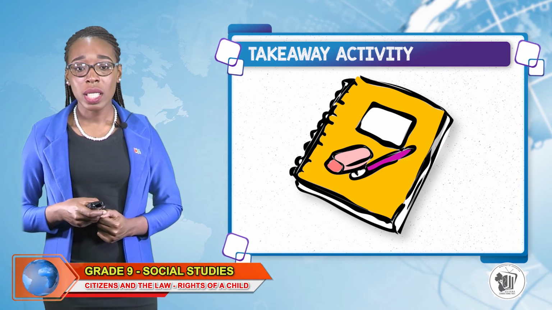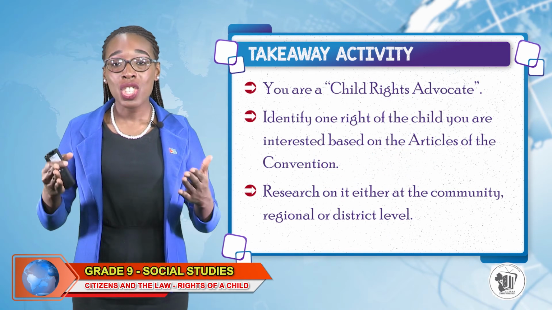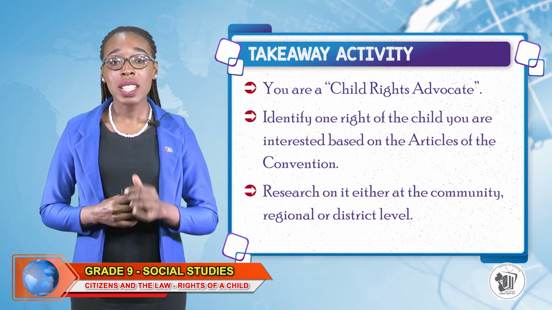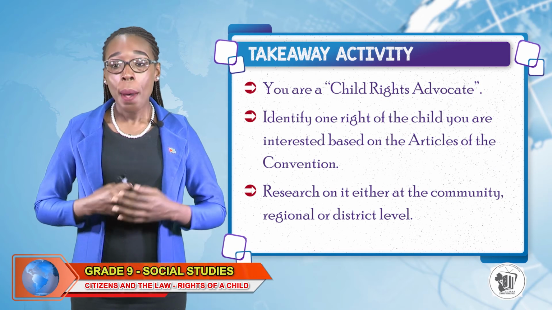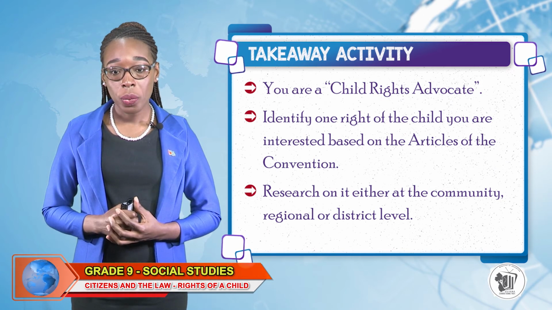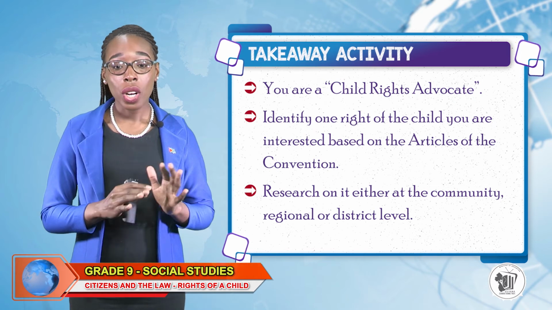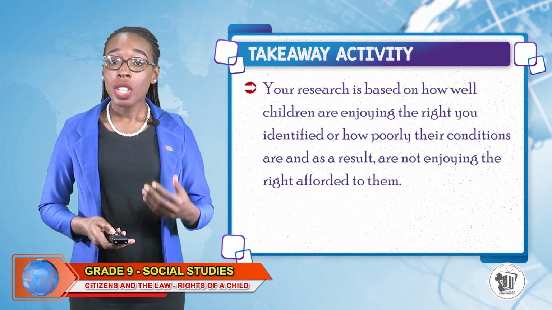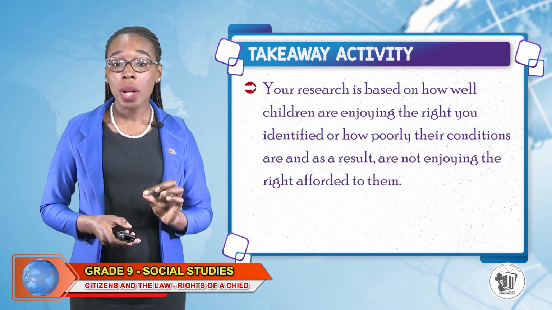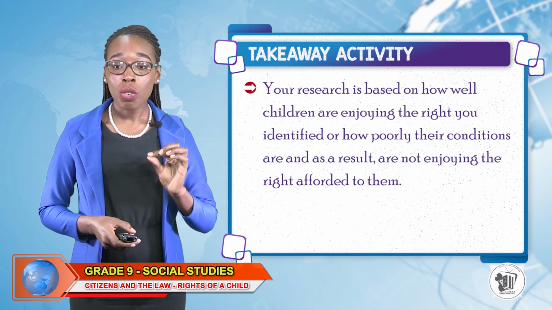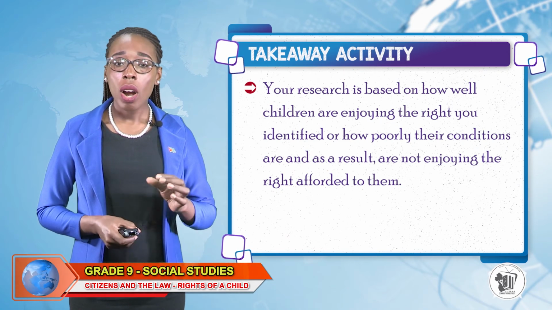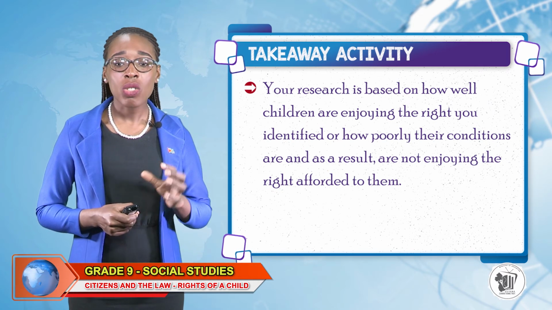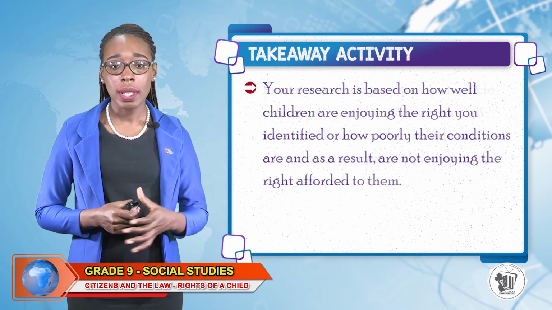Here's another takeaway activity. You are a child rights advocate. Identify one right of the child you are interested in based on the articles of the convention. Research it either at the community, regional, or district level. Your research is based on how well children are enjoying the right you identified, or how poorly their conditions are, and as a result, are not enjoying the right that is afforded to them.